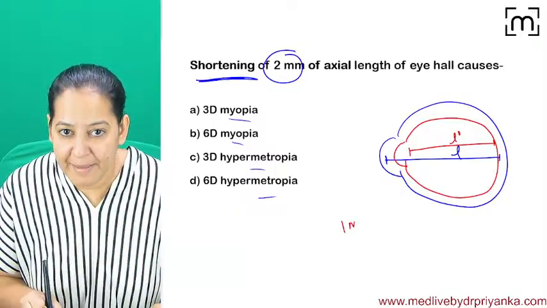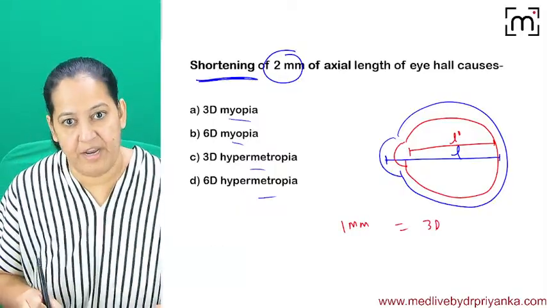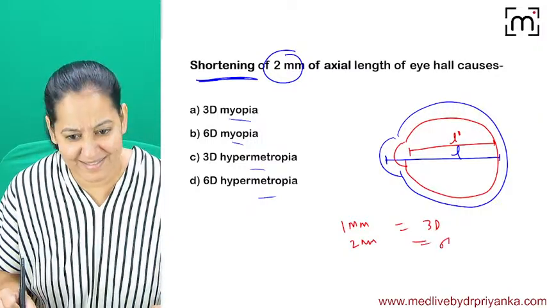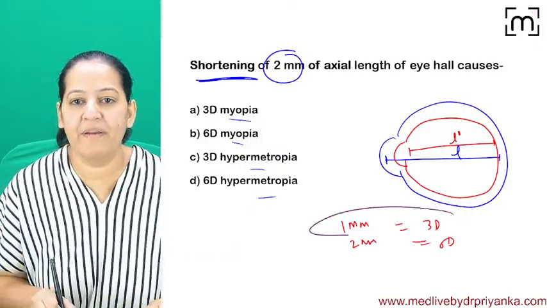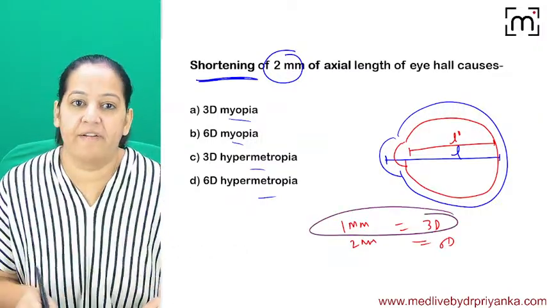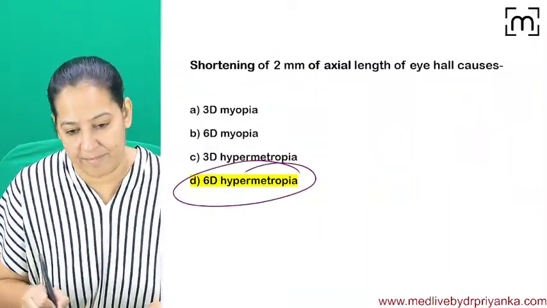Now for 1 millimeter, it is 3 diopter. And for 2 millimeter, it will be 6. The golden rule, if you know, 1 millimeter, 3 diopter. And if it is 2 millimeter, it will be 6 diopter. So the correct answer is 6 diopter hypermetropia.